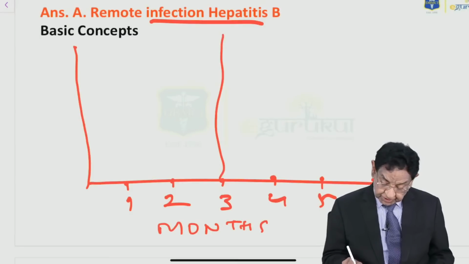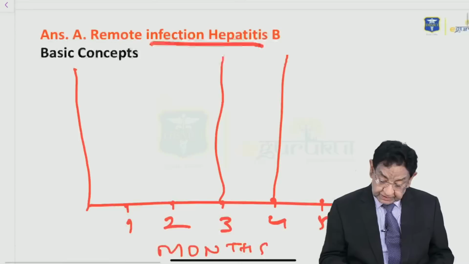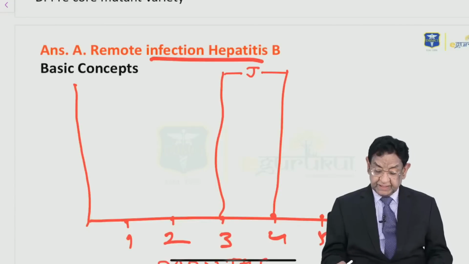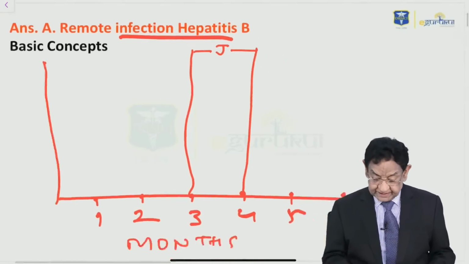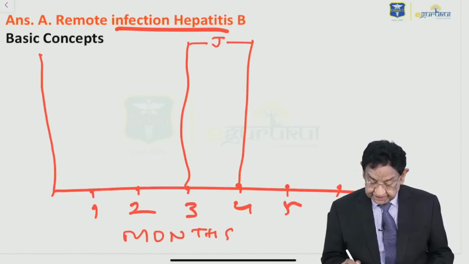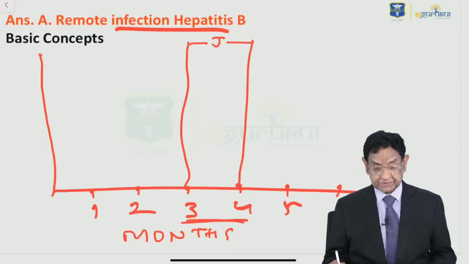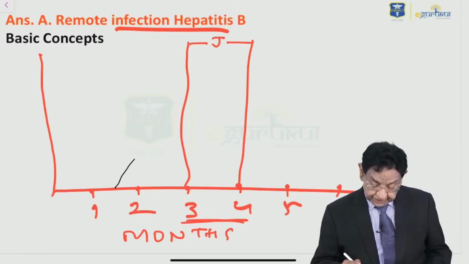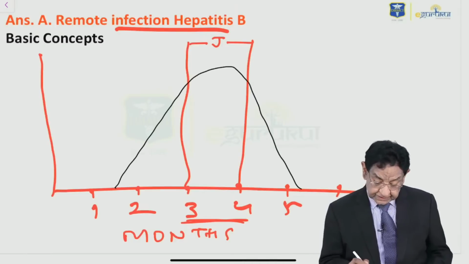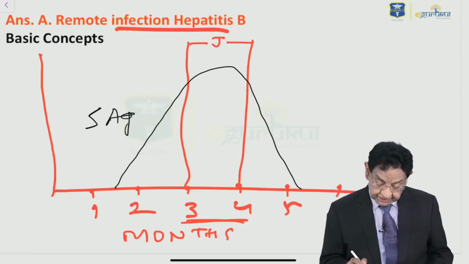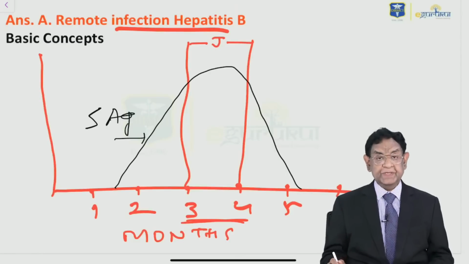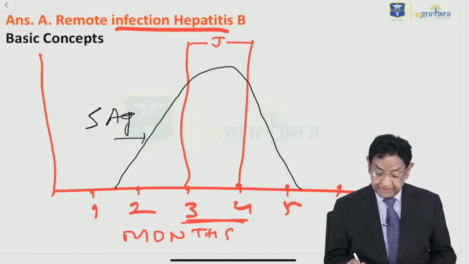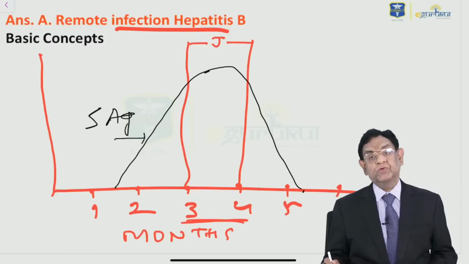This is the period of jaundice, J for jaundice. And we know very well that the incubation period of hepatitis B is around 3 to 4 months. So, first of all, we get surface antigen. This surface antigen appears in the incubation period, peaks during jaundice and disappears below 6 months.